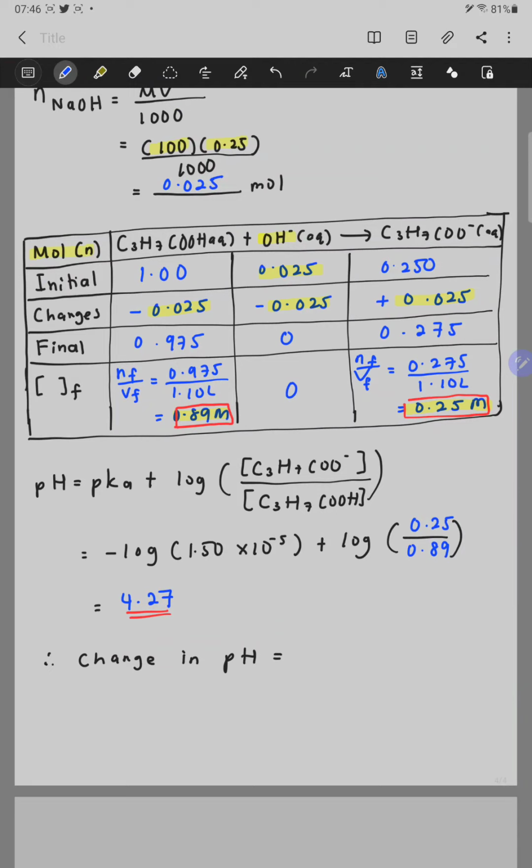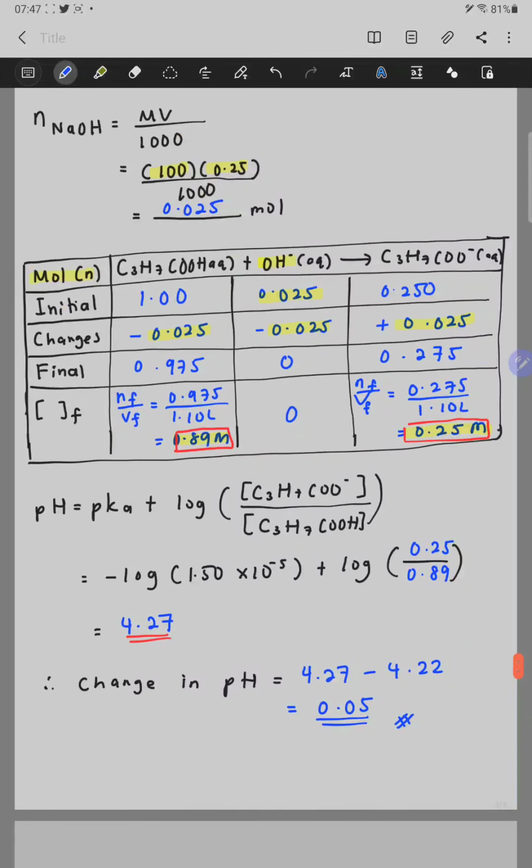So disebabkan soalan nak change in pH, so pH yang tinggi 4.27 minus initial pH 4.22. Okay, dia mesti yang tinggi tolak yang besar kan. So, beza pH before and after addition hanyalah 0.05 saja. Which is there is only slightly changes in pH. And sebab itu kita kata solution ini, acidic buffer ni still able untuk maintain the pH after addition of strong acid and strong base. Okay, itu saja.